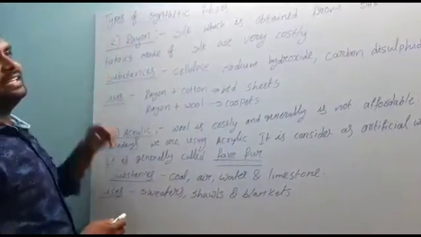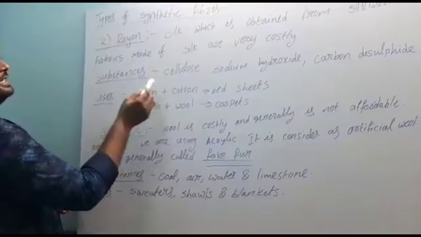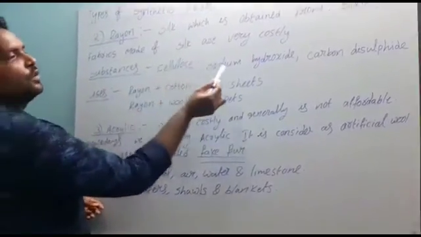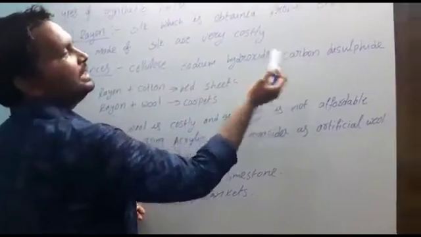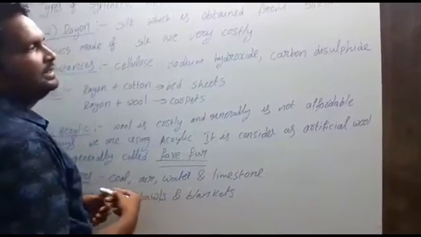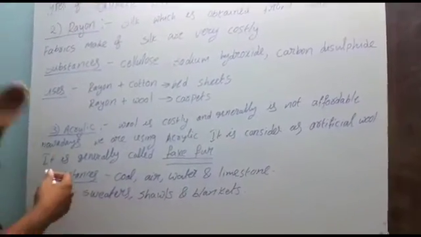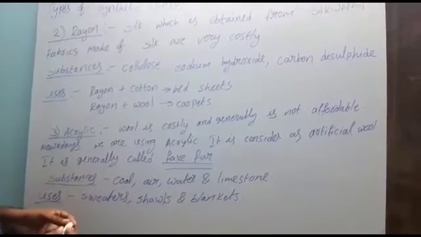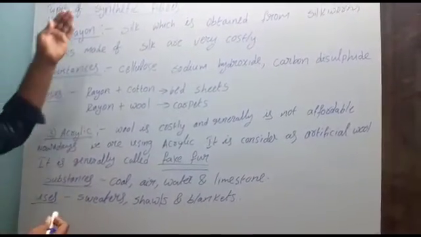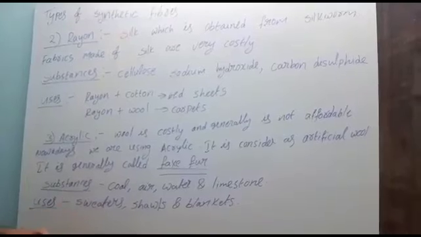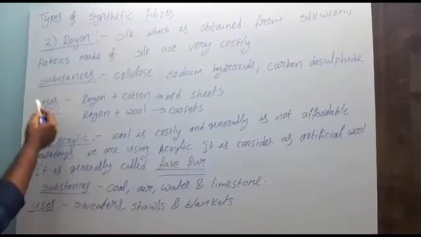How is rayon made? Rayon contains cellulose, sodium hydroxide and carbon disulfide. These are the chemical substances in rayon. That's why we call rayon a synthetic fiber. It is used instead of silk. And what are the uses of this rayon?